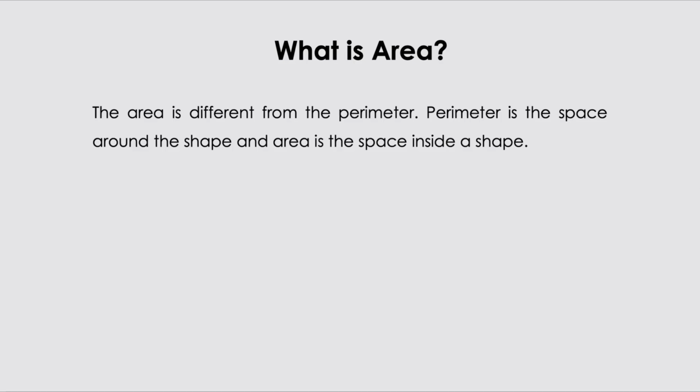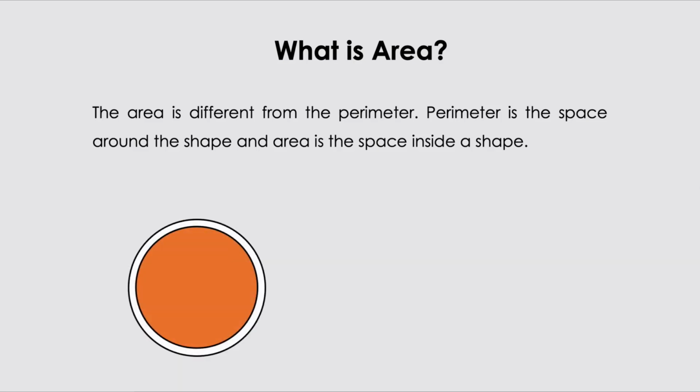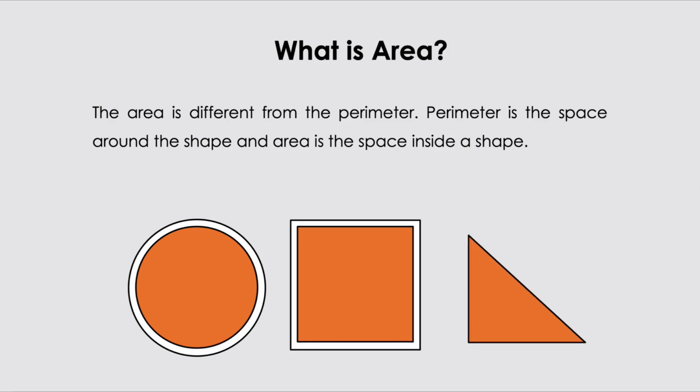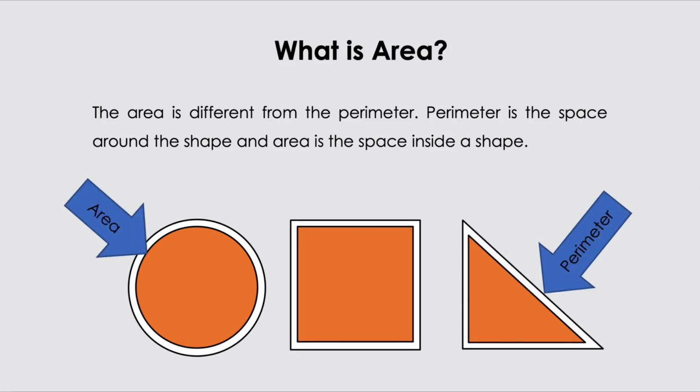Area is different from the perimeter. Perimeter is the space around the shape and area is the space inside a shape. So now this is the area of the circle, this is the perimeter, this is the area of the square, perimeter, area of the triangle, perimeter. Okay? So area and perimeter, they're very different things and hence they have different formulas as well.